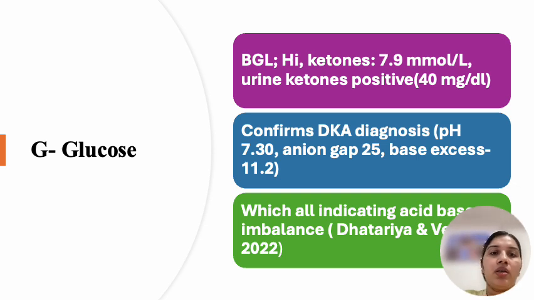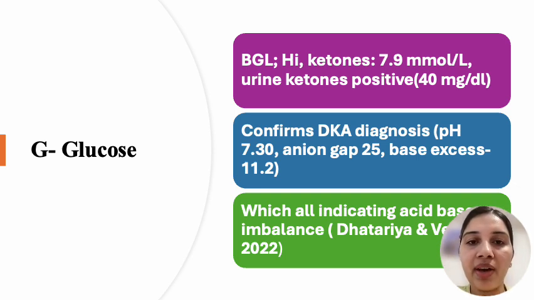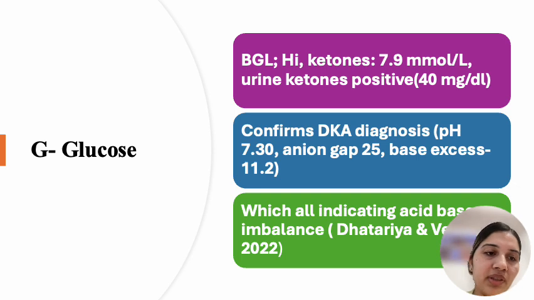Glucose. She had a confirmed diagnosis of diabetic ketoacidosis, and her blood glucose level is high, and her ketones are 7.9 millimole per liter, and her urine ketones are positive, which is 40 mg per dL, and she has confirmed DKA. Her pH is 7.30, anion gap is 25, base excess is 11.2, which all indicate acid-base imbalance according to the research.